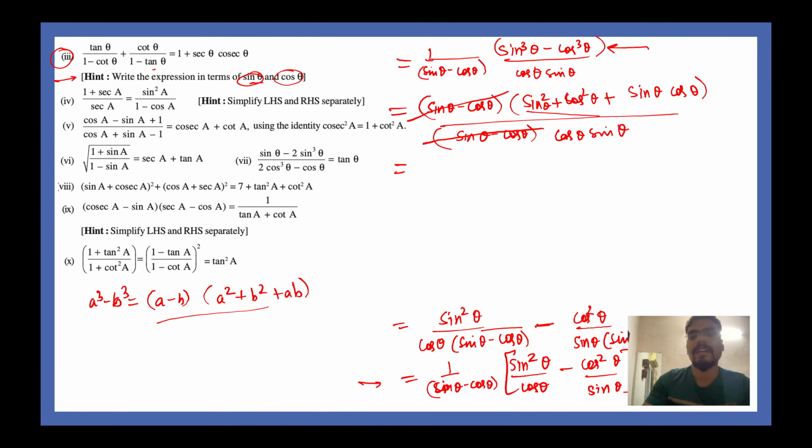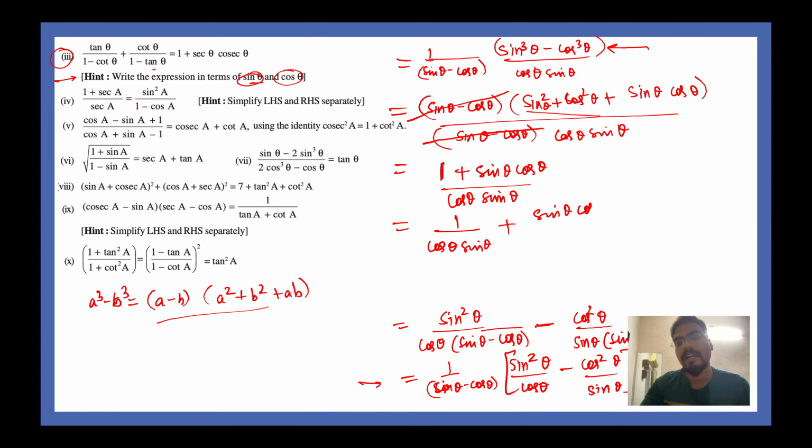Now sine square theta plus cos square theta, no need to write, it is 1, right? That property sin square theta plus cos square theta is equal to 1, plus we have sin theta cos theta divided by cos theta times sin theta. We are just about to complete the proof now. So this can be split into 1 upon cos theta times sin theta plus sin theta cos theta divided by cos theta times sin theta. It's very beautiful now. See, sin theta cos theta cancel out each other. We are left with 1 upon cos theta times sin theta plus 1.